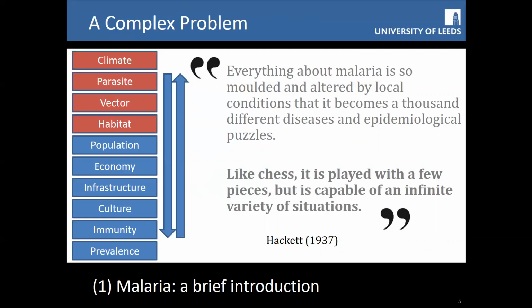And there's this great quote from the 1930s saying that malaria is so molded and altered by local conditions that it sort of becomes 1,000 different problems and puzzles to deal with. So like chess, there's a few little pieces, but you can have an infinite variety of local situations that may require a locally specific solution. Now, I'm only going to talk really about the things in red on the left-hand side, but it's worth acknowledging these other layers of complexity.